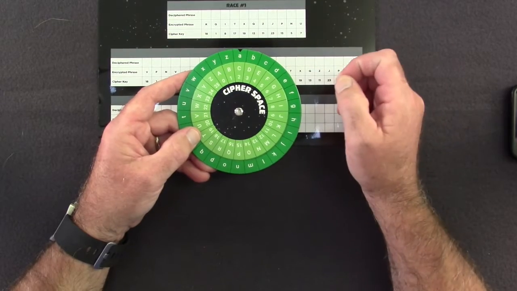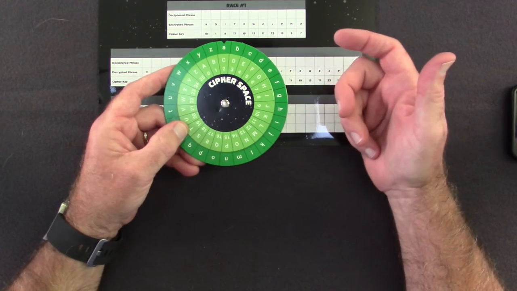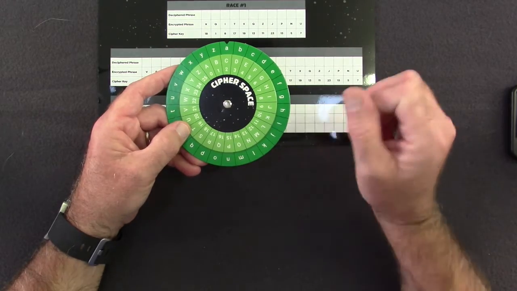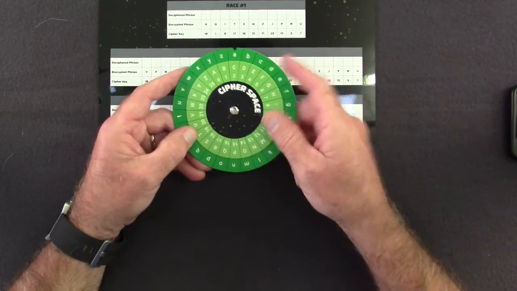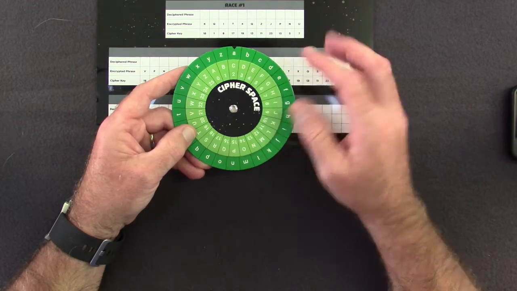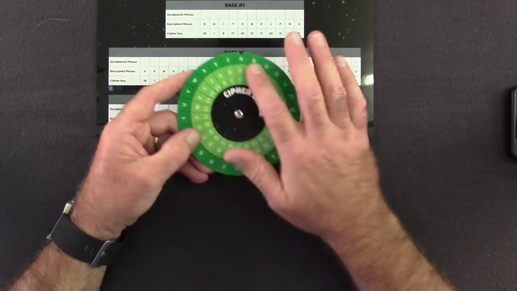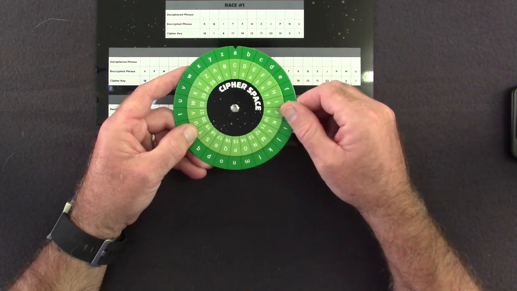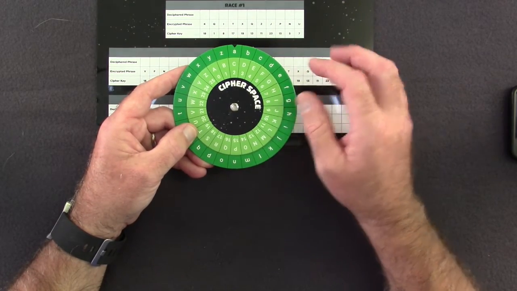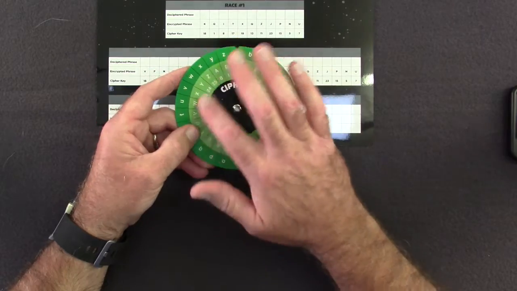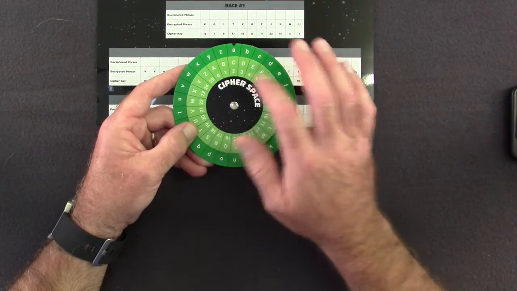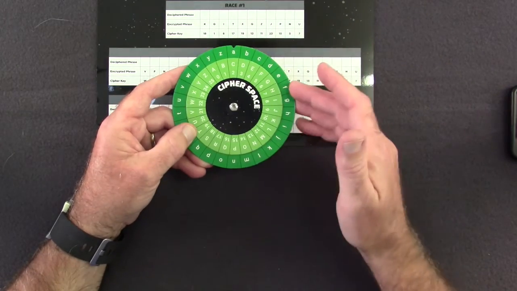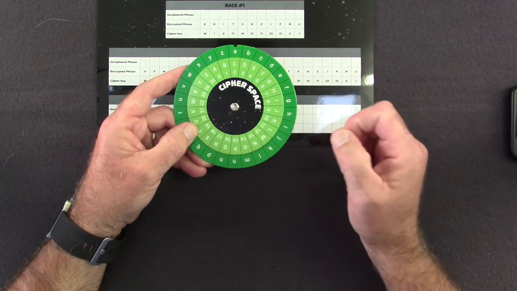Now the Caesar cipher wheel is relatively easy to use, but you have to know 2 of 3 things in order to use it. You have to know the encrypted word, which is represented by the uppercase letters, and you would have to know what cipher key they're using, which is represented by the numbers, to get an unencrypted word, which would be the lowercase letters.